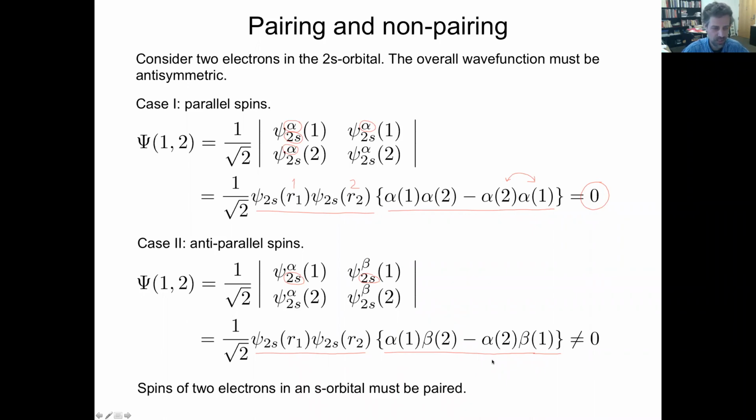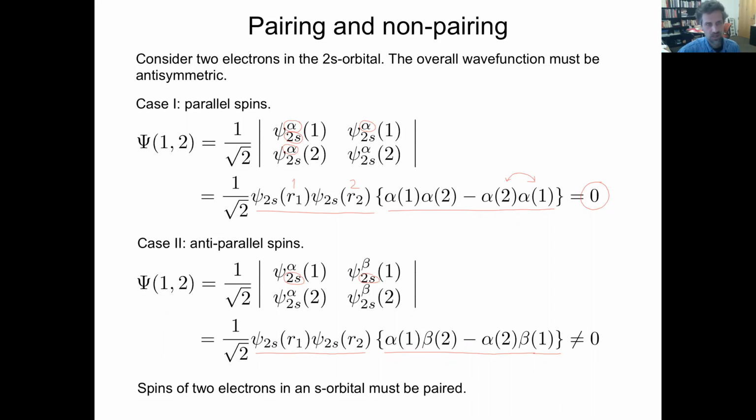Okay, so spins of 2 electrons in an s orbital must be paired. Pretty clear, pretty evident, but again, done in a slightly different way through Slater determinants to prove that fact. This slide shows that if you are trying to force a situation that is not allowed, the Slater determinant is going to give you the answer 0. If you are constructing a situation that is allowed according to Pauli, the Slater determinant is going to be finite. Okay, it's not 0. So this is what this particular slide is trying to illustrate.